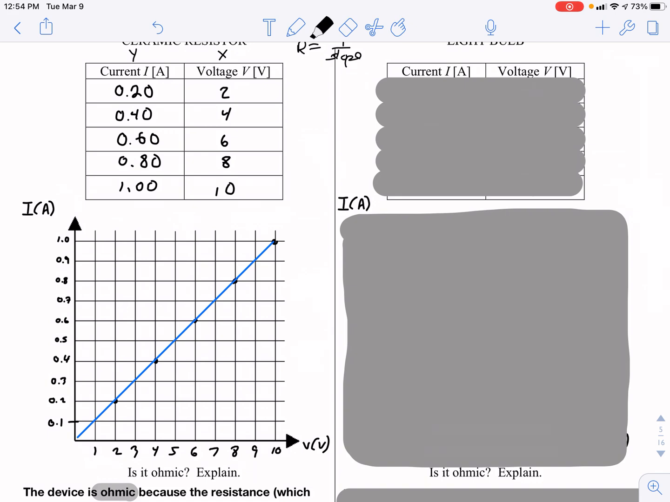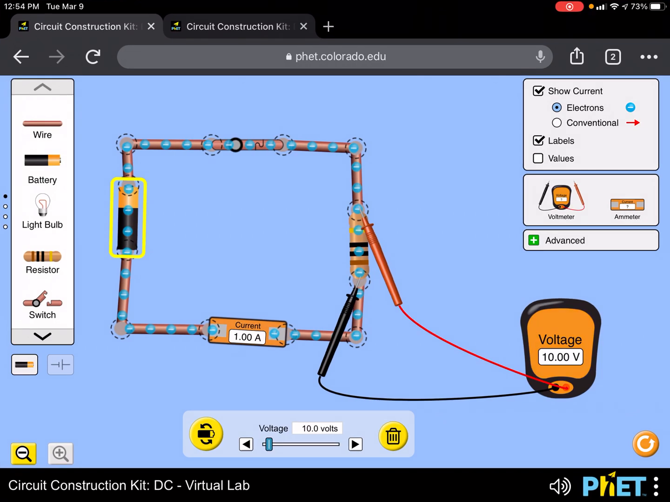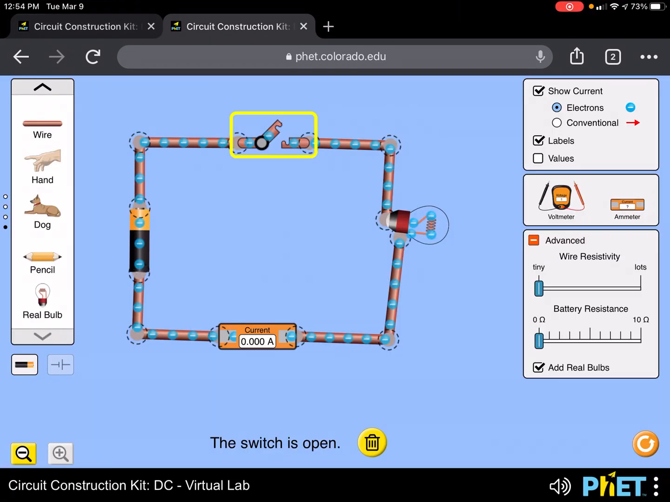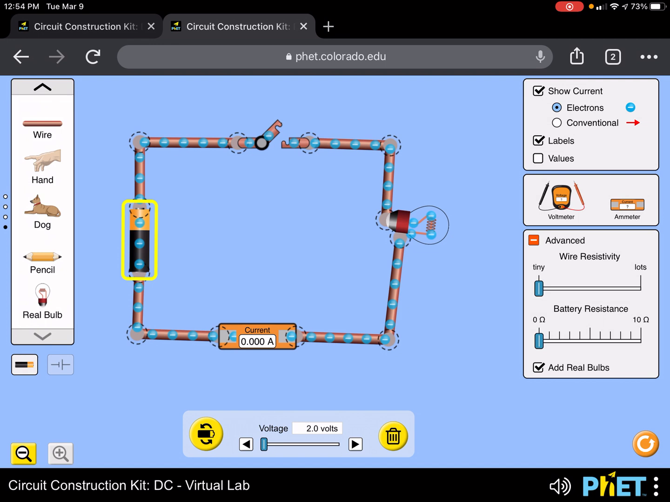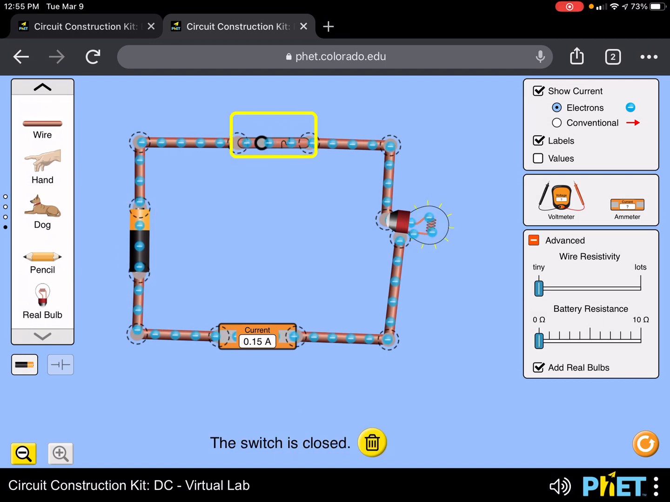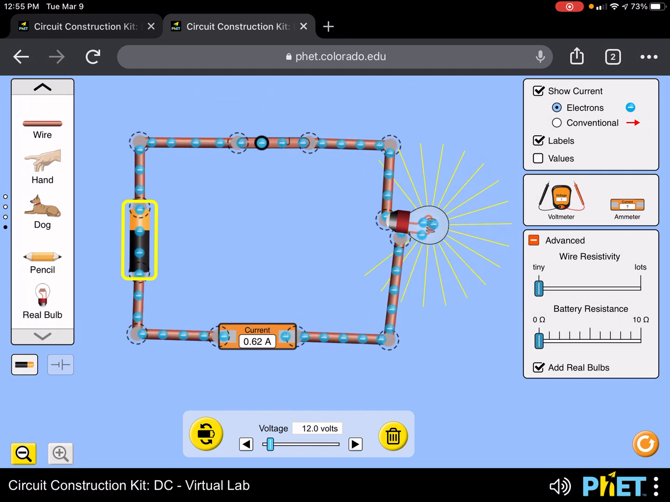Let's see what happens when we hook up a non-ohmic device. Now, attached to this is an ordinary light bulb. And you can see, instead of the 0.2 amps that was going through the resistor at 2 volts, only 0.15 amps. And as we increase the voltage, even as high as 10 volts, we can see that we get a maximum of 0.54 amps.